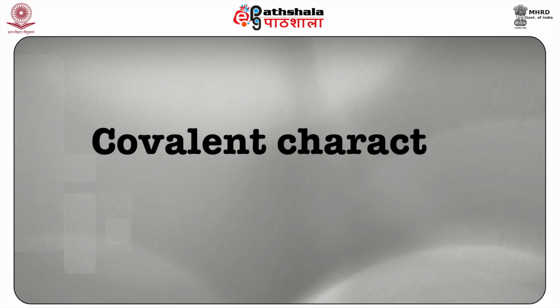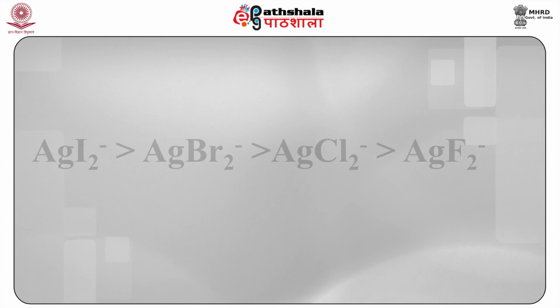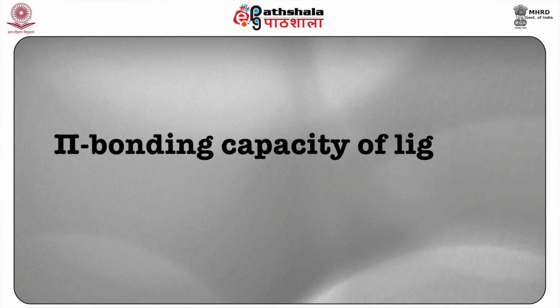Covalent character. The higher the covalent character, the higher will be the stability of the complex. For example, the order of stability and covalent character of complexes of silver with halogens is silver iodide, silver bromide, silver chloride and silver fluoride. Pi bonding capacity of ligands.